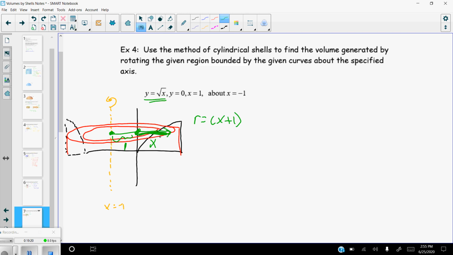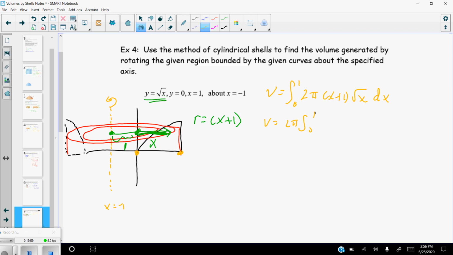So let's go ahead and integrate this. The volume is going to go from 0 out to 1 of 2 pi r. Our r value is x plus 1, so it's 2 pi times x plus 1, times the height, which is the function square root of x, times the thickness, which is dx. All right, so let's go ahead and work this one out. Bring the 2 pi out to the front.